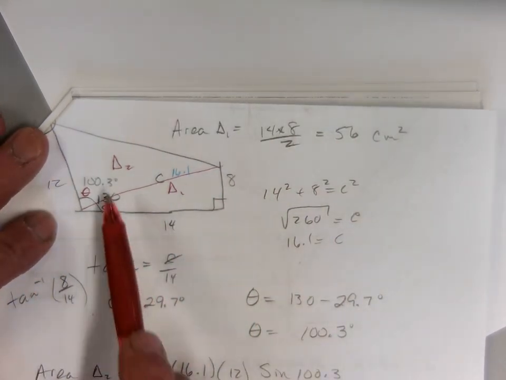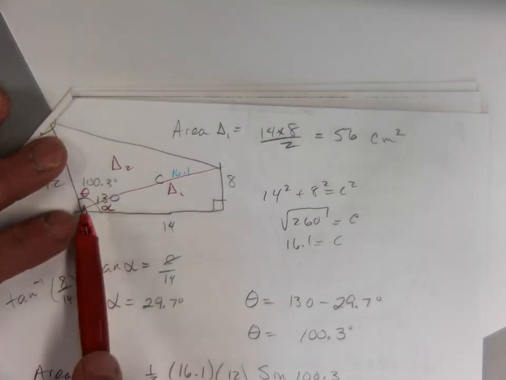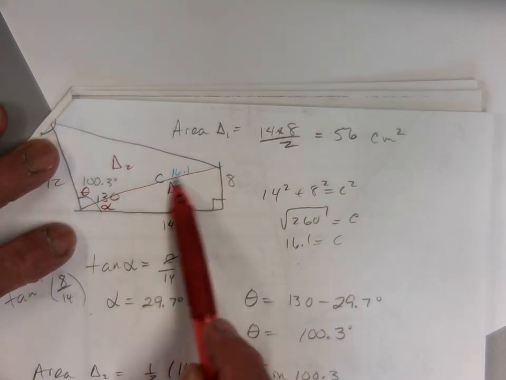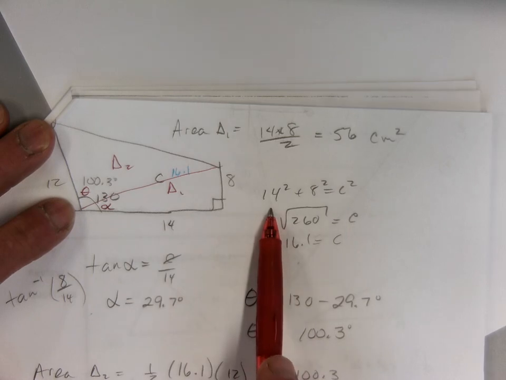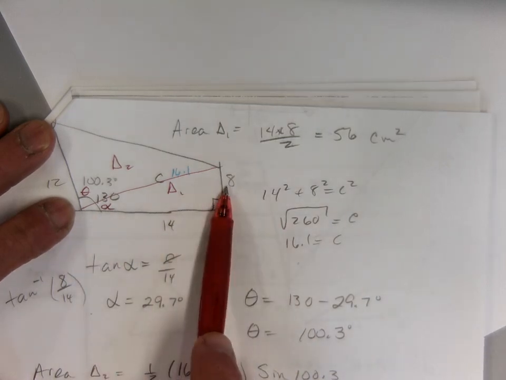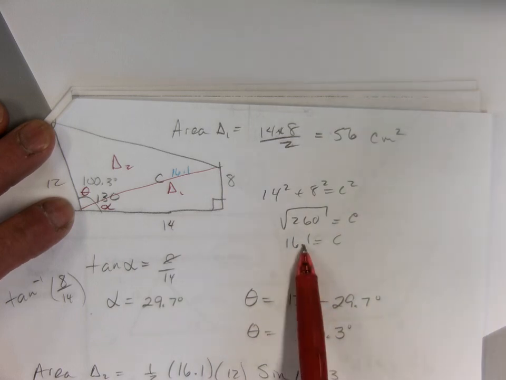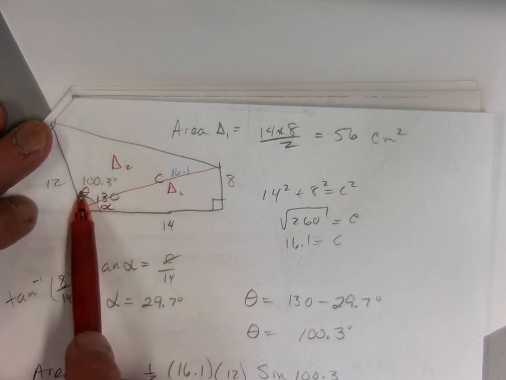Now, to get the other triangle, what I'm going to have to do is get my adjacent, adjacent, and I need my angle. So the first thing I did is I had to find this side right here, that diagonal, because that's an adjacent side of this triangle too. And I could use the Pythagorean theorem because it's a right triangle. So a squared plus b squared equals c squared. Square root of 260, and I got this side to be about 16.1. Now, I've got a side and side, but I don't have the angle.